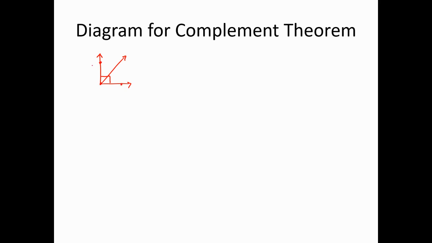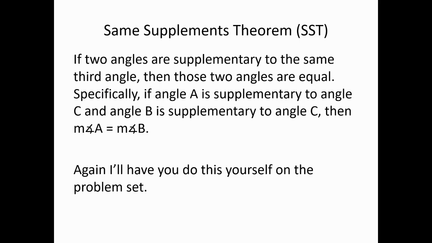So let me label some points here, A and B and C and a D. And notice that we have an adjacent pair. We have ABD and CBD. Okay, so that's our adjacent pair, right? But their non-common sides form a right angle, not a line in this case. This is not a linear pair, but the non-common sides, that is rays BA and BC, form a right angle. So that's the picture that goes with that. Okay, so I'll actually let you do the proof of this on the homework assignment.